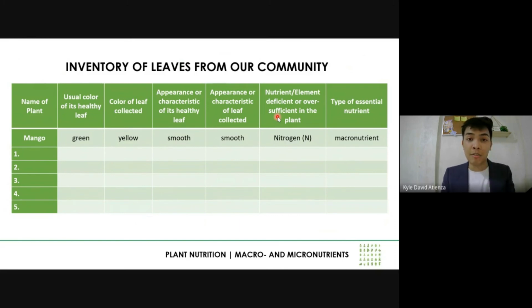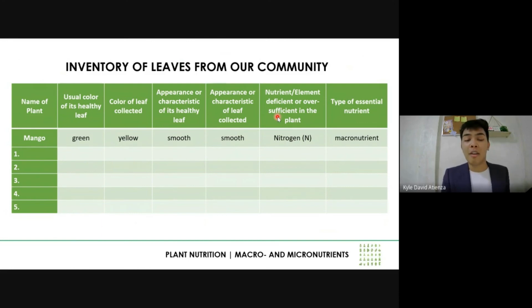I want you to observe, and I also want you to hypothesize what could be the possible effect onto why the leaf has turned yellow. You also have to observe its appearance if it is normal. And then after that, I want you to write what nutrient or element is deficient or oversufficient in that plant. In this case, this is nitrogen because the green color of the leaf turned yellow. And then nitrogen is a macronutrient type of essential nutrient. I want you to find at least 5 plants in your community.